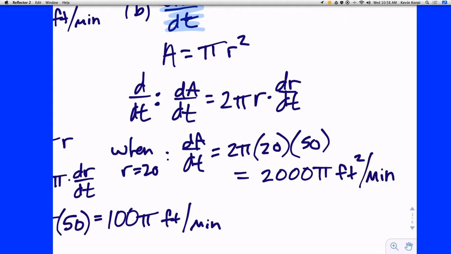Huh? 2,000 pi? Good year? Good year, good year. Yeah, it is a long ways away. These numbers were ripped from the headlines.